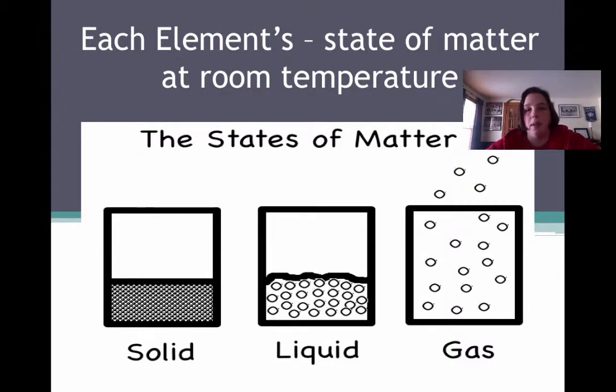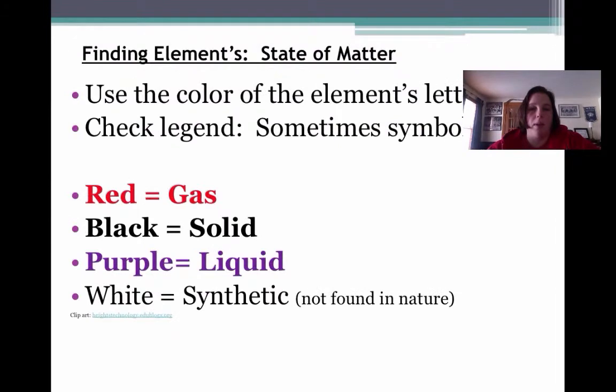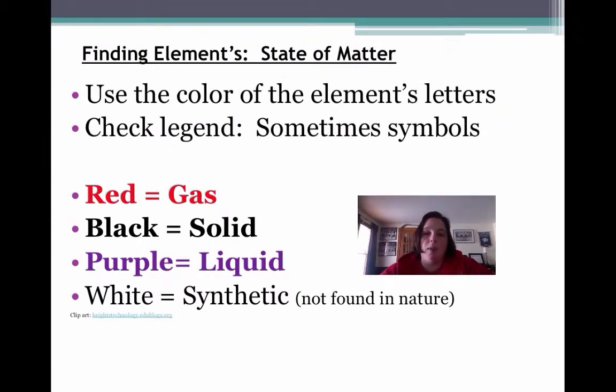every element. So the first one we're going to do is you can find out the element's state of matter at room temperature by using a periodic table. Now, if you are using the one from your book, you're going to use actually the color of the element's letters. Now, if you're not using the one from the book, sometimes they have little symbols like a dot for a liquid, or they might have a balloon for a gas. So whatever it is, find the legend on your periodic table that talks about state of matter.